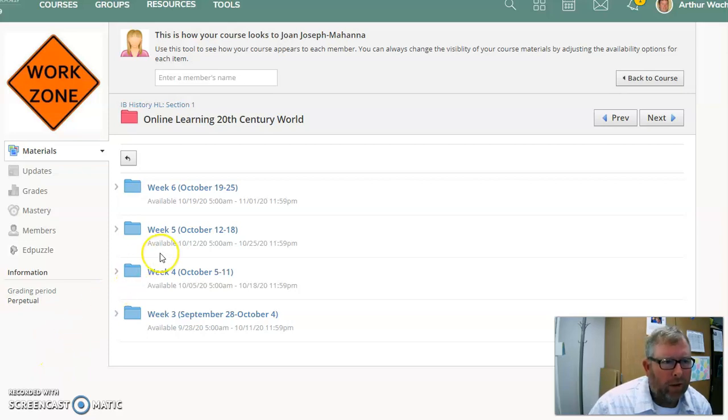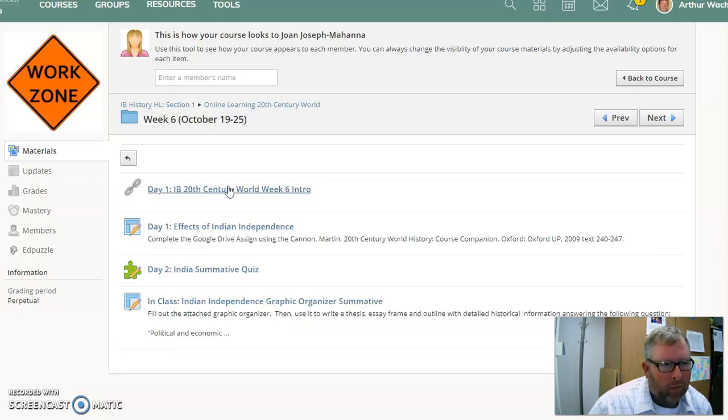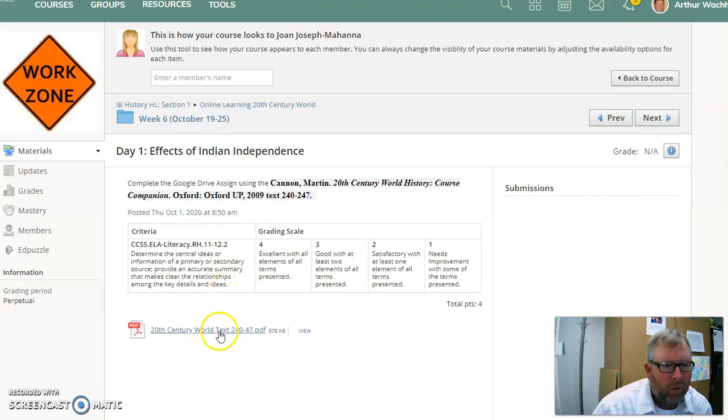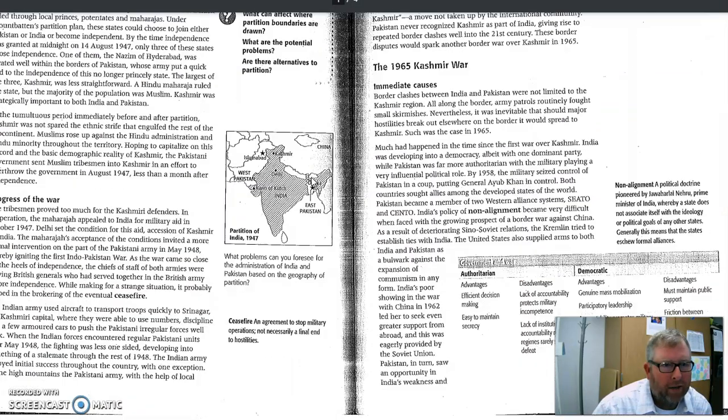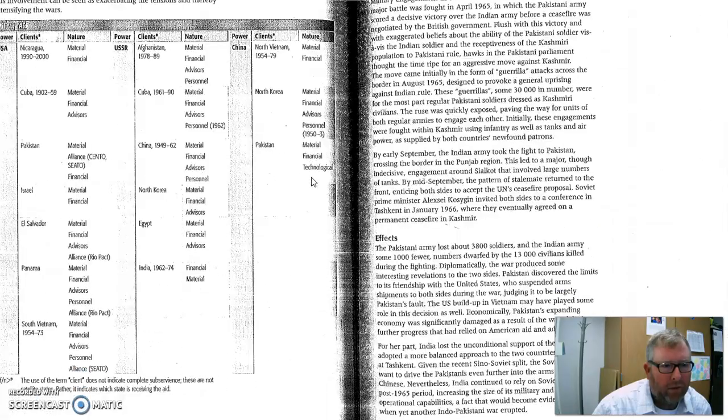Okay, so here is week 6 of our hybrid learning. We are going to get to the end of Indian independence this week, and we're going to look specifically at day 1, at the effects of Indian independence. You're going to read this text. It's about 7 pages, and it breaks up into several different little pieces.